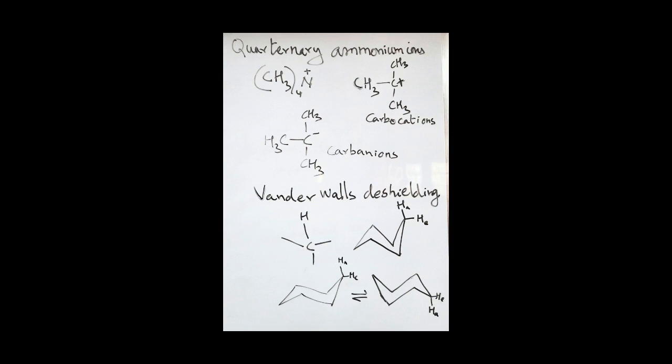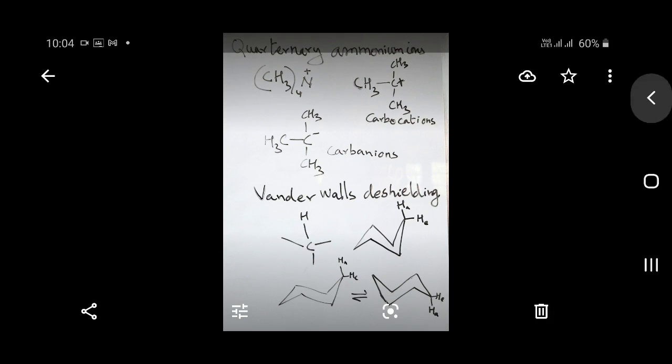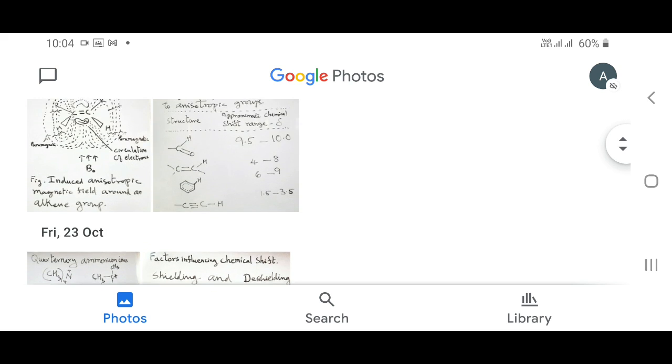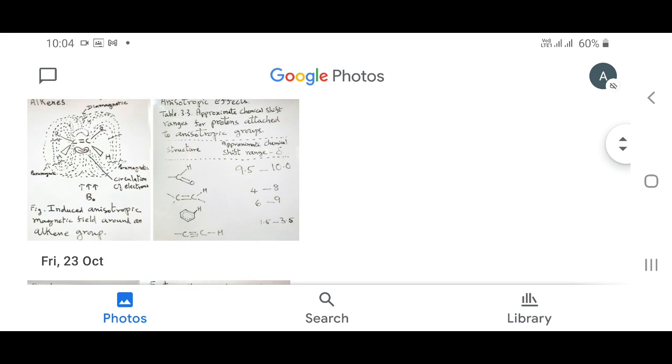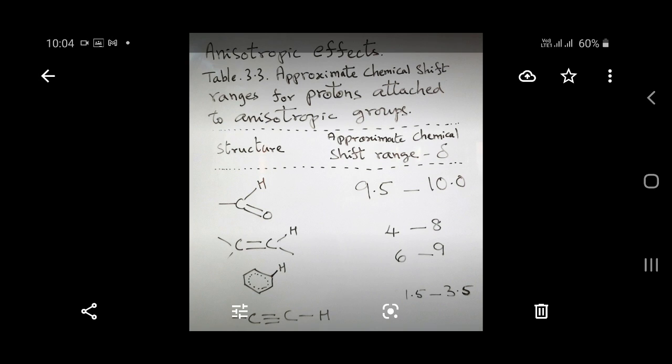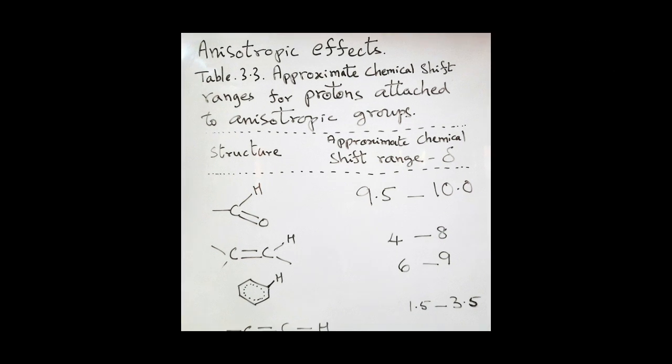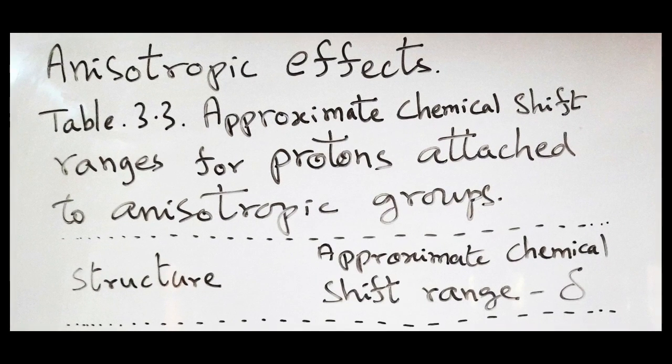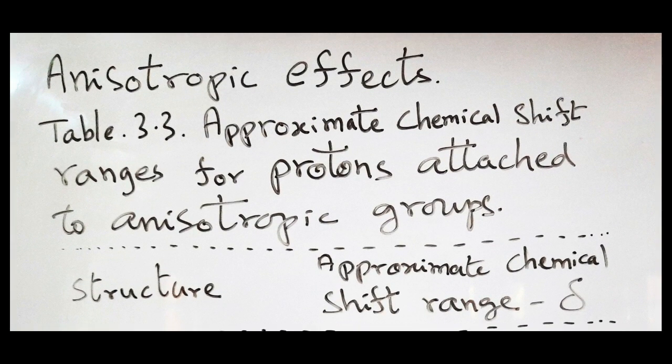And we saw how electropositivity of the substituents affects the shift, and we saw what is meant by van der Waals deshielding. It is the operation of effect through space. So that is observed in stereochemically complicated molecules. And after this, we shall move to the anisotropic effects.